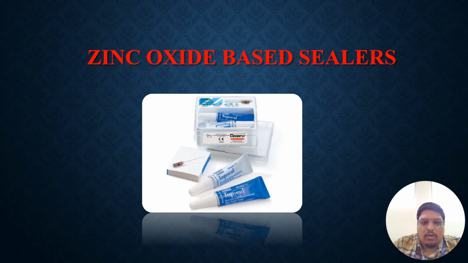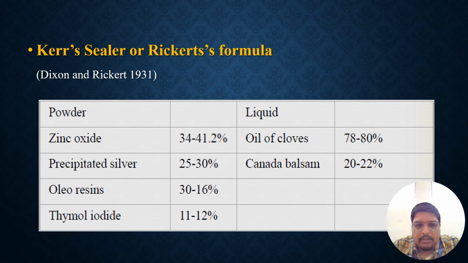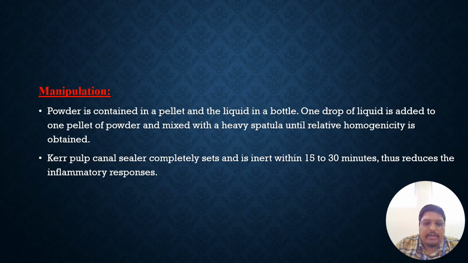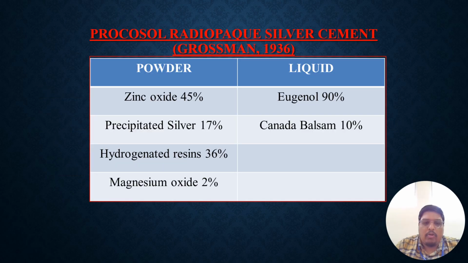Coming to zinc oxide eugenol based sealers, which are nothing but the common sealers. Advantages: excellent lubricating properties, allows working time of more than 30 minutes, germicidal action, biocompatibility, and greater bulk than any sealer. Disadvantage: extremely staining. Manipulation includes powder in a pellet and liquid bottle system.